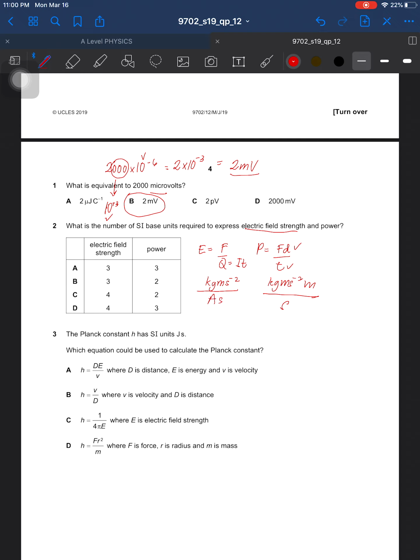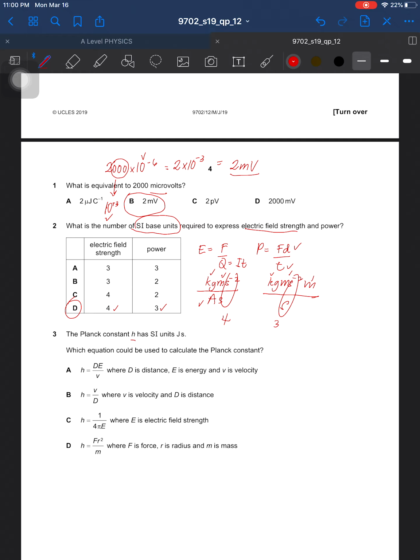So you count the SI base units here. They have 1, 2, 3, and 4. And on the other side, you have 1, 2, 3. So you have 4 here, 3 here, 4, 3. So the answer must be D. Now let's go on to question number 3.